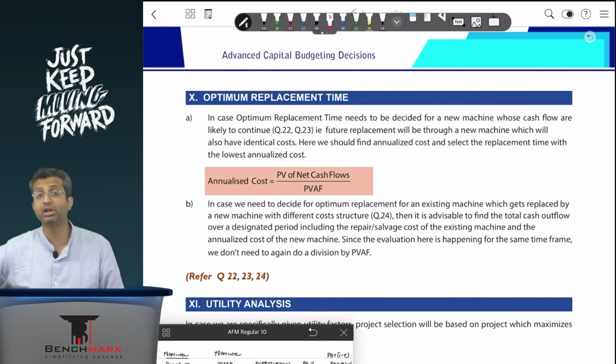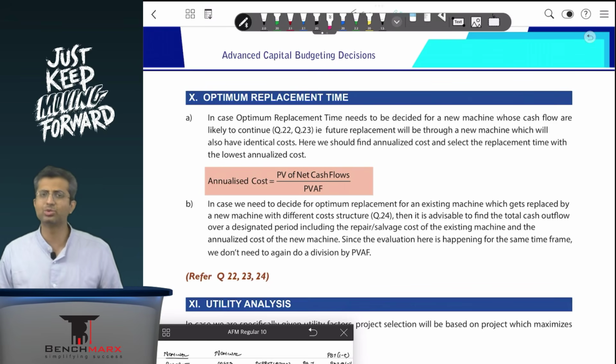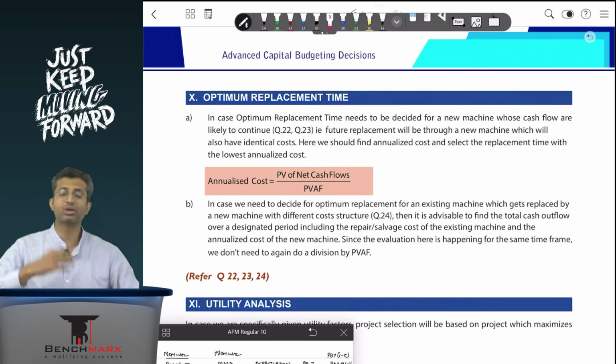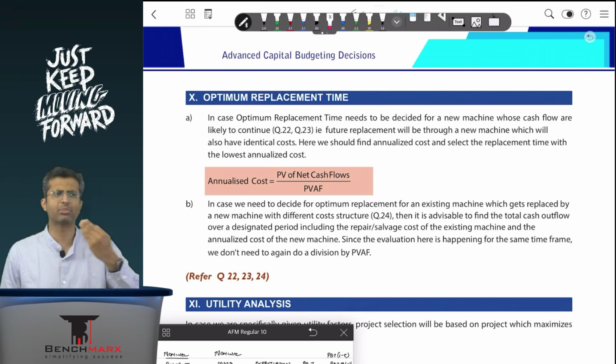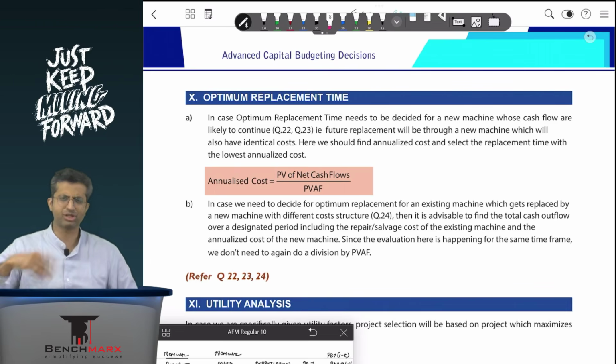Should I retire after 1 year, after 2 years, after 3 years, after 4 years, or run it for the entire 5 years? How will I decide that? So one of the best ways to do is to find something called annualized cost, which means you will try to find the total cash outflow over the entire life. So let's say you are planning to run over 4 years, then initial investment plus the present value of your cash outflows, whatever is your cash outflows of repair, maintenance, etc. for all the 4 or 5 years, minus the salvage value at the end.